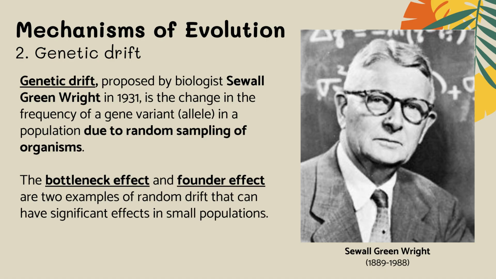Genetic drift occurs when allele frequencies change due to random sampling of individuals, especially in small populations. This concept was proposed by biologist Sewall Wright. Two common examples of genetic drift are the bottleneck effect and the founder effect. Because drift is random, alleles can be lost even if they are beneficial. Over time, this reduces genetic variation in the population.